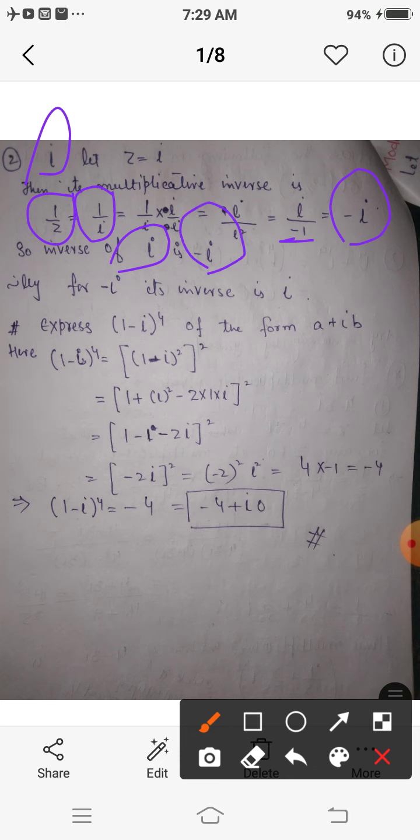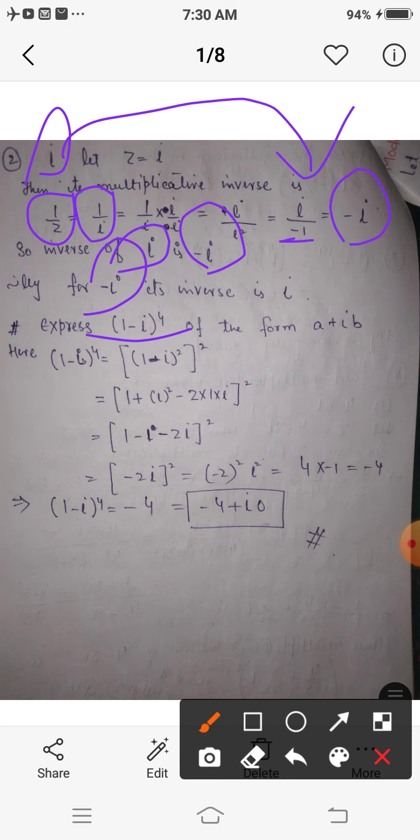Similarly, you can prove that the multiplicative inverse of minus i is i. Why is minus i the multiplicative inverse of i? Because when we multiply i into minus i, it is 1. 1 is the multiplicative identity, so this means that minus i is the multiplicative inverse of i. Now the given number is (1 minus i) raised to power 4.